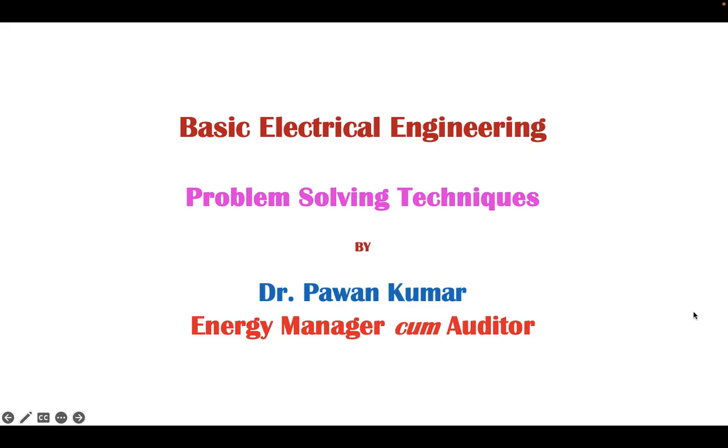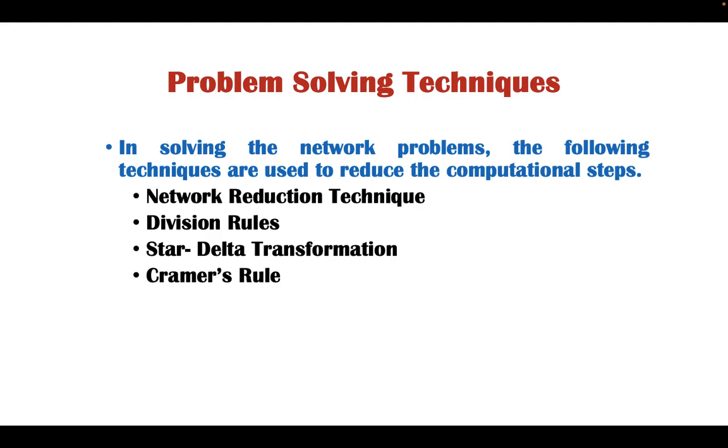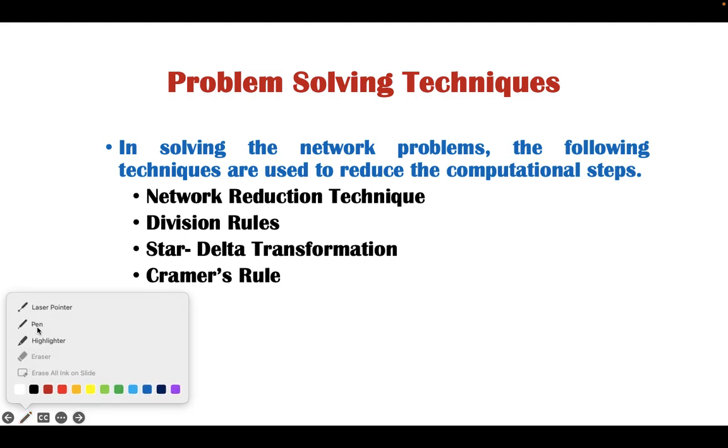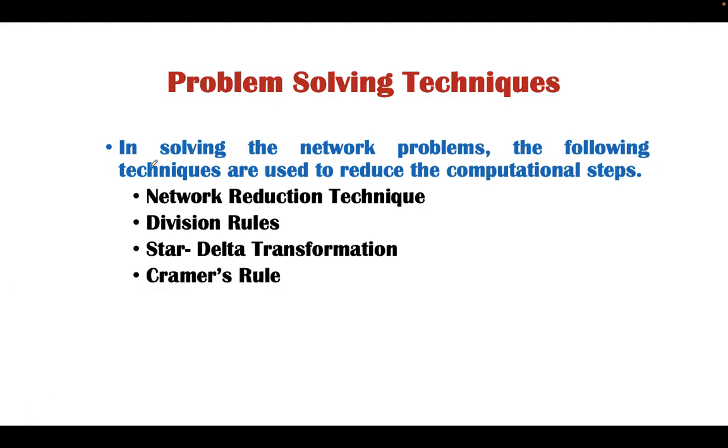In this class, we are going to discuss problem solving techniques. Now, there are generally four techniques that we can use to solve DC networks. The first is the network reduction technique, the second is division rules, then star delta transformation, and the last is Cramer's rule. These techniques we can use to solve the DC networks.